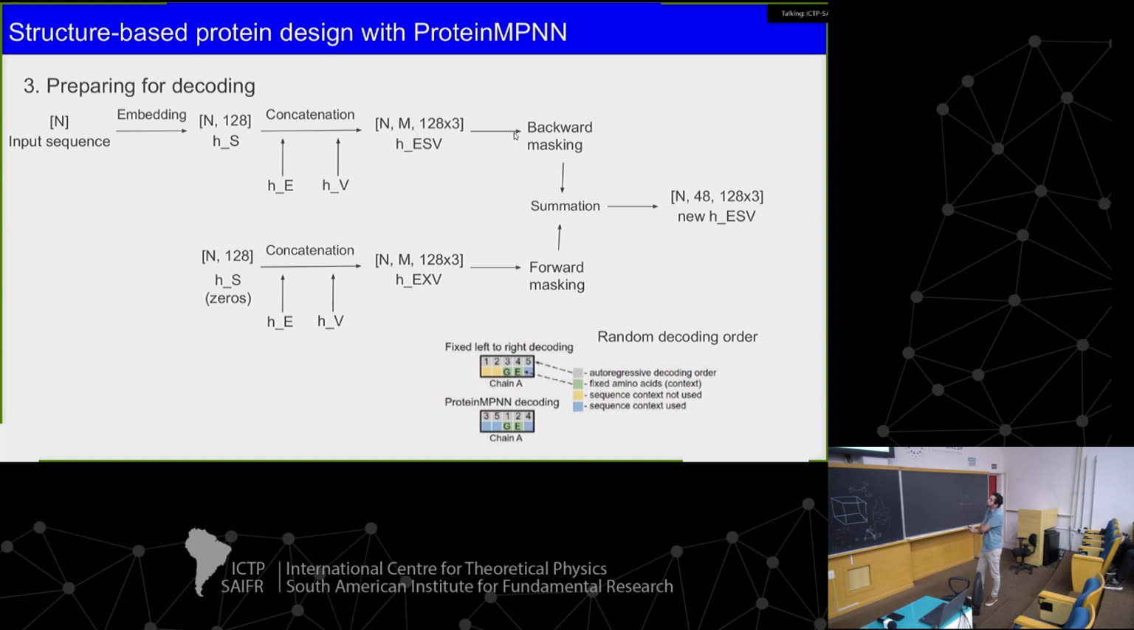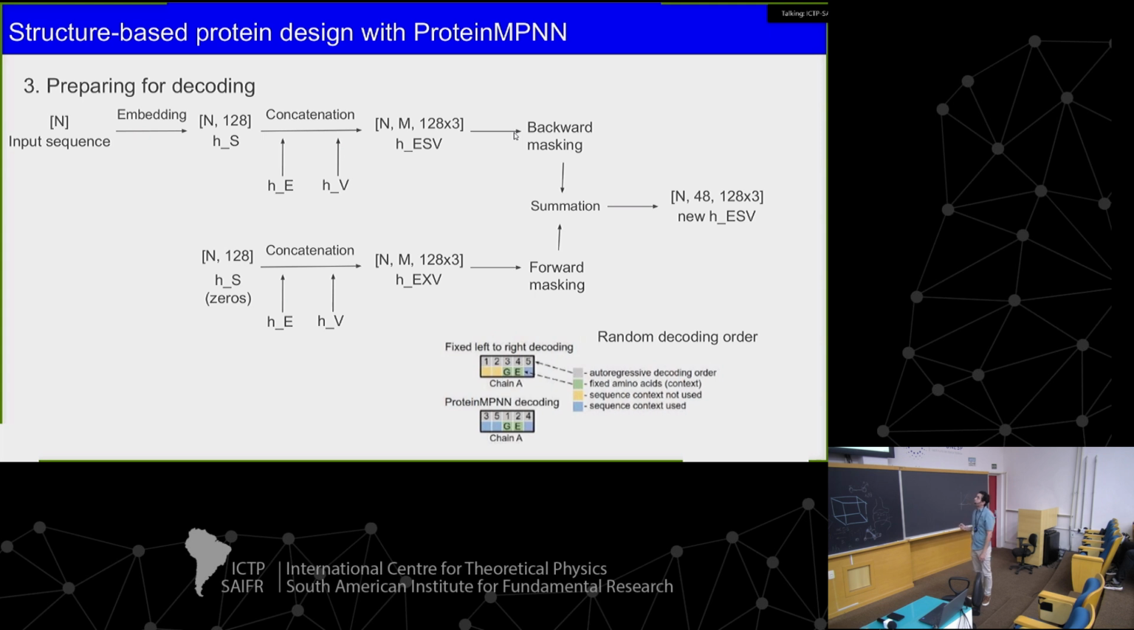In this array here, you can see the axis just to say, okay, we don't see the sequence here. You perform 2 steps of masking. It's a backward masking when you have the sequence and a forward masking when you don't have the sequence. And sum them to obtain a new HSV array, enriched.